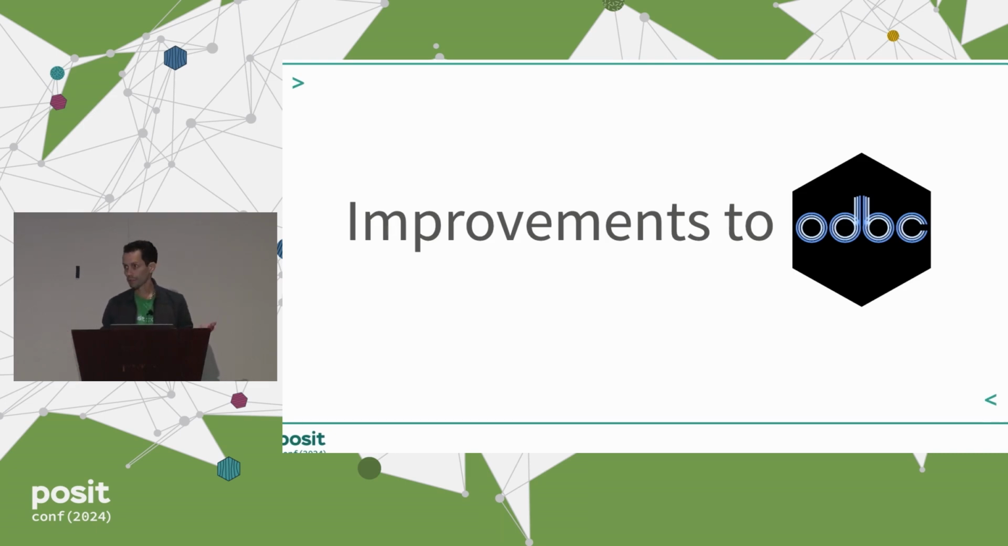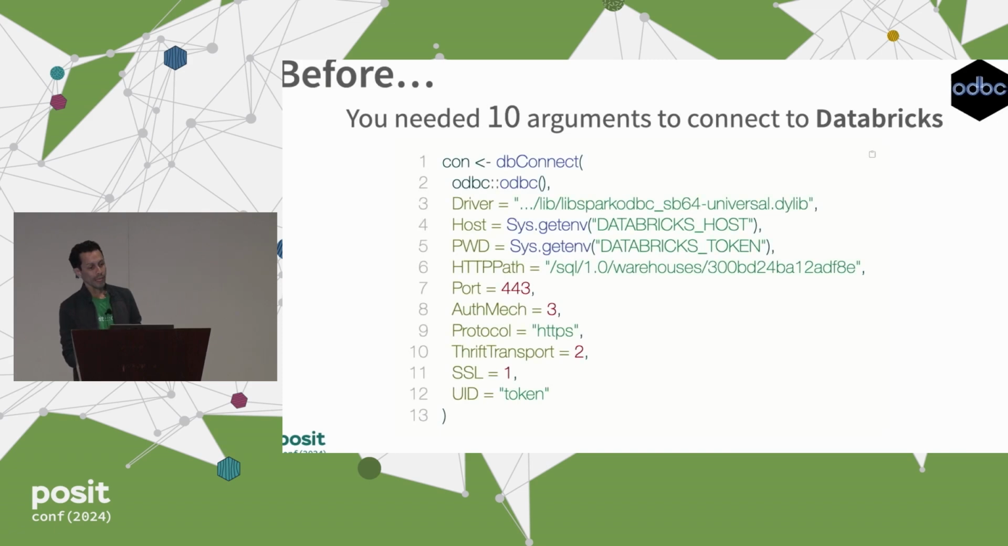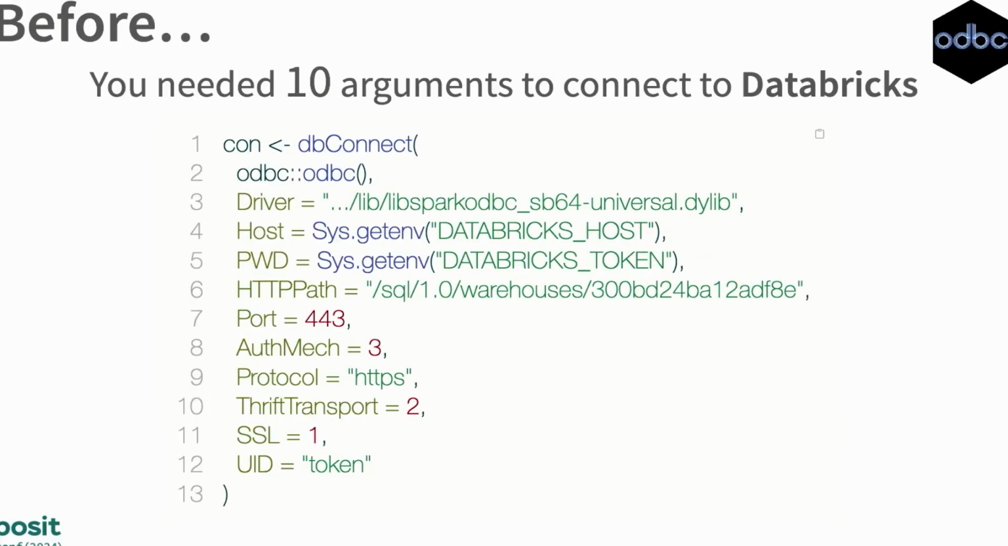So the first improvement that I want to talk about, other than, of course, this really cool logo that we just started adding, is a new thing that we have with ODBC, where before, whenever you were trying to connect to ODBC, you needed about 10 arguments to be able to do so. This is something that was funny because I personally had to go and try to connect, so that we can actually have it documented in our solutions site.